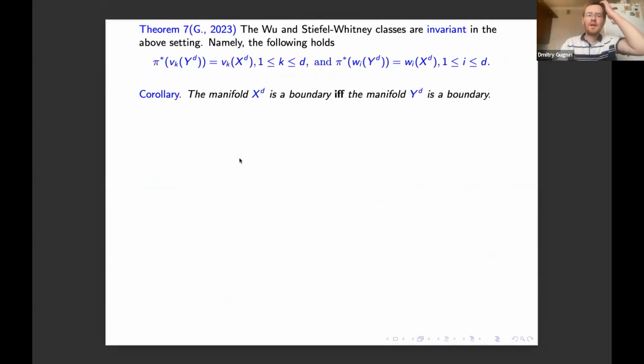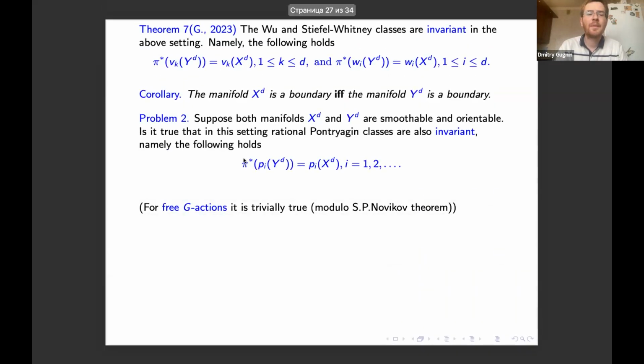So as a corollary, we know that a compact connected manifold, even a topological one, is a boundary, maybe a boundary of an unoriented manifold, if and only if all Stiefel-Whitney numbers are zeros. And then zeros are mapped to zeros, of course. And we have this corollary that this manifold is a boundary if and only if this quotient is a boundary.